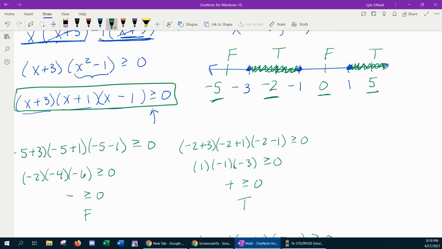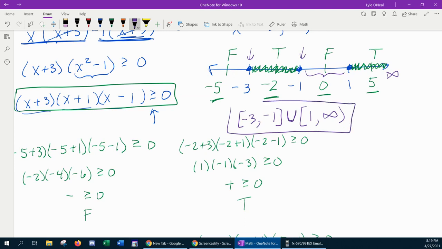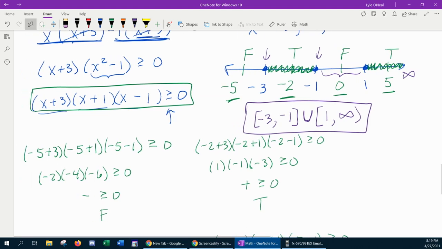And now that every region has been determined, whether it's true or false, we can now write the solution set in interval notation. So where does the shading start? Well, it starts at negative 3, and then it stops at negative 1. Remember, we're using brackets because we have solid dots. And then since there's a gap in the shading, we're going to use the union symbol. Remember, the U is the glue that sticks the two pieces together. And then the shading picks up at 1 and goes to infinity. And that is our solution set in interval notation for this polynomial inequality.